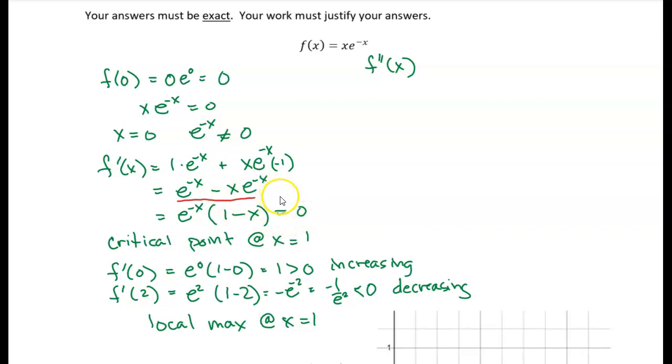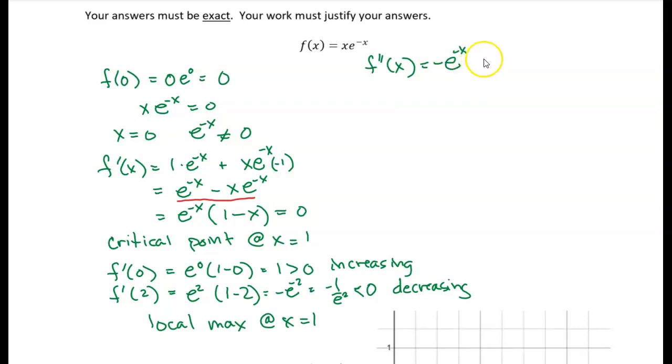Either way, I have to use the product rule, but I'll just use that first form. So the derivative of e to the minus x, I have to use the chain rule because I've got that minus x. So I have e to the minus x, that's the derivative of the outside function, and then the inside function is minus x, whose derivative is minus 1. So I'm just going to write this as negative e to the minus x.